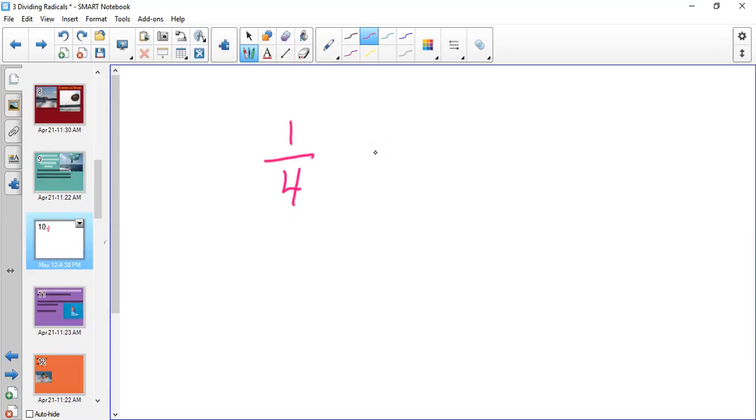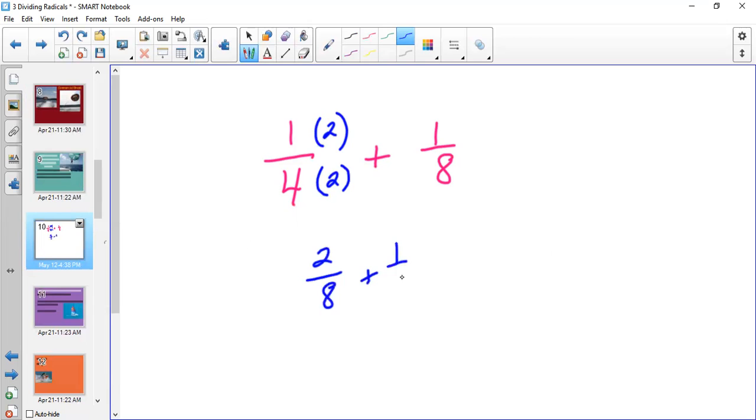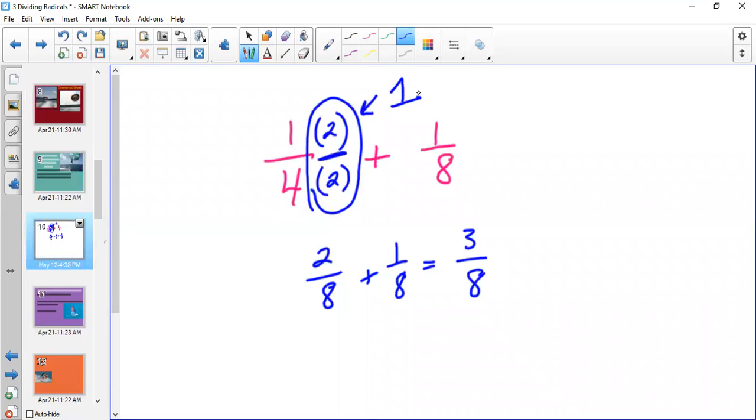So if I have 1/4 and I'm adding it to 1/8, I can't add them together unless they have common denominators. So what I do is I multiply this one by 2 over 2. Whatever I do to the bottom, I do to the top. That would give me 2/8 plus 1/8, and now I can add and get 3/8. The reason why that's okay to do is technically we just multiplied by 2 over 2. In other words, we multiplied by 1. If you multiply something by 1, you don't really change it. You just write it in a different form.